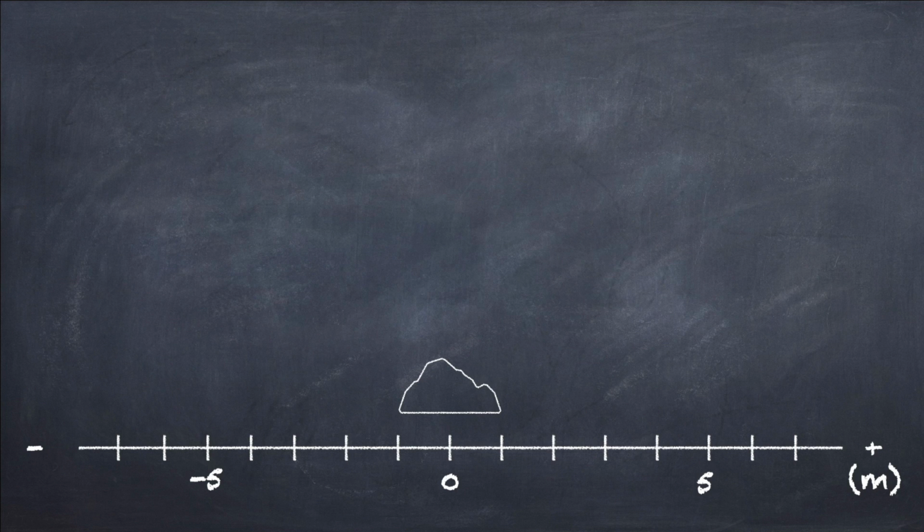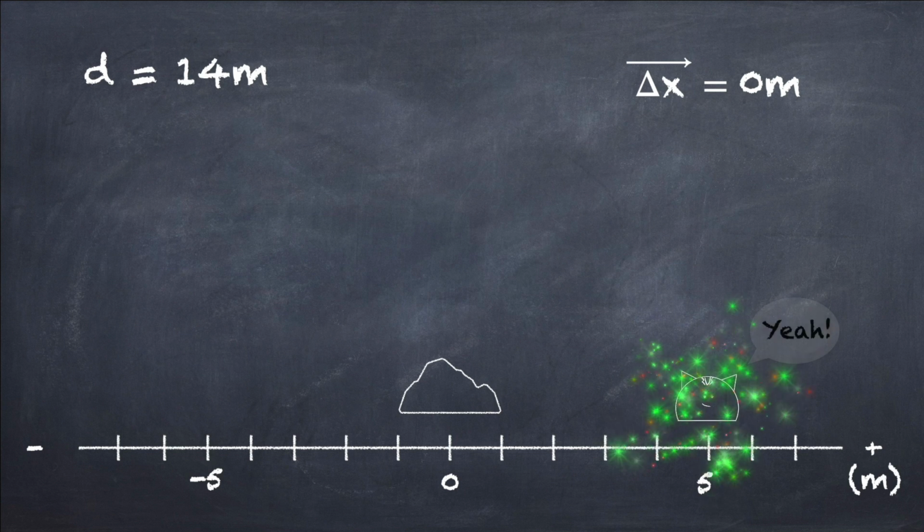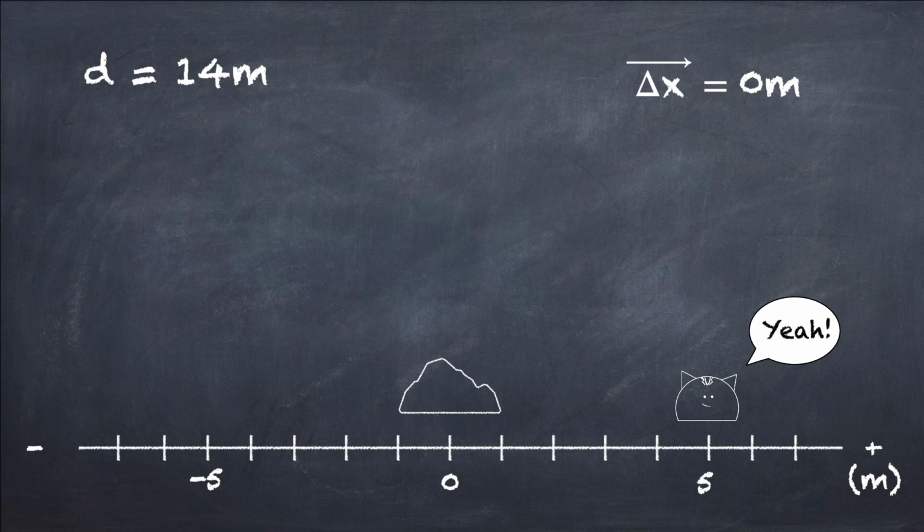But don't despair, we actually learn a lot from this nothing here. Had we just been told that Mochi went a distance of 14 meters, there would be no telling where he ended up. But a displacement of 0 is in fact quite descriptive because it tells us that after 5 seconds, I'll find Mochi back exactly where he started, 5 meters to the right of the rock.